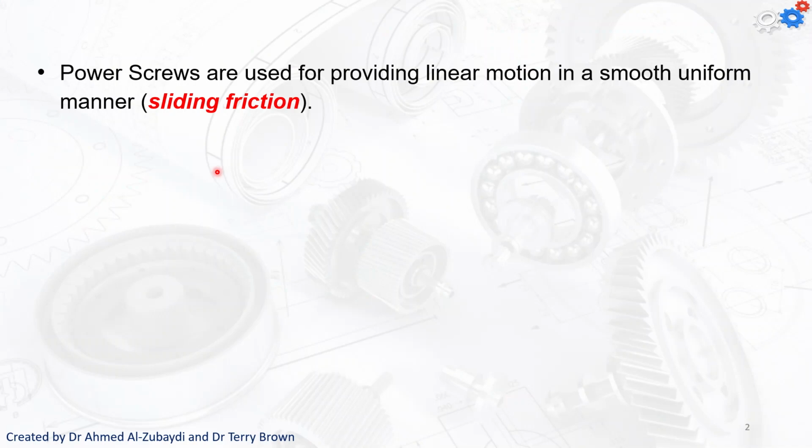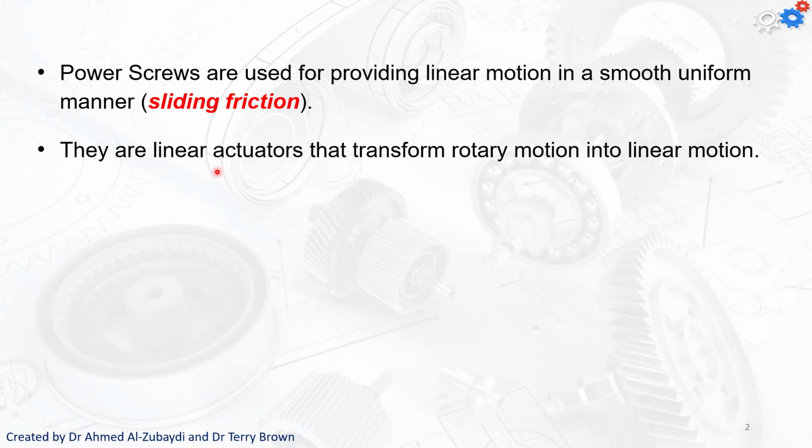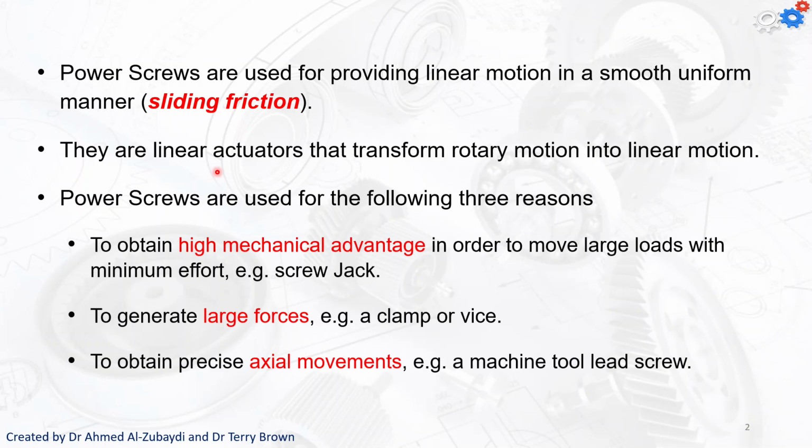Okay, so as we discussed before, power screws are used for providing linear motion, hopefully in a smooth, uniform manner, with sliding friction, whereas for ball screws we had rolling action, so less friction. But in this video we're going to look at power screws, linear actuators that transform rotary motion into linear motion. So that's just a recap of what we did last time.